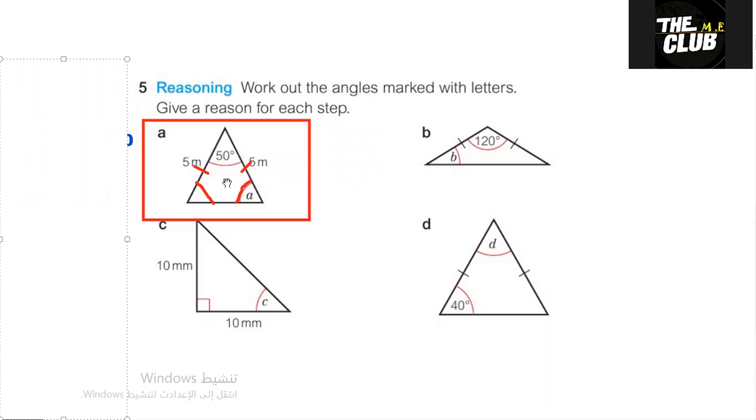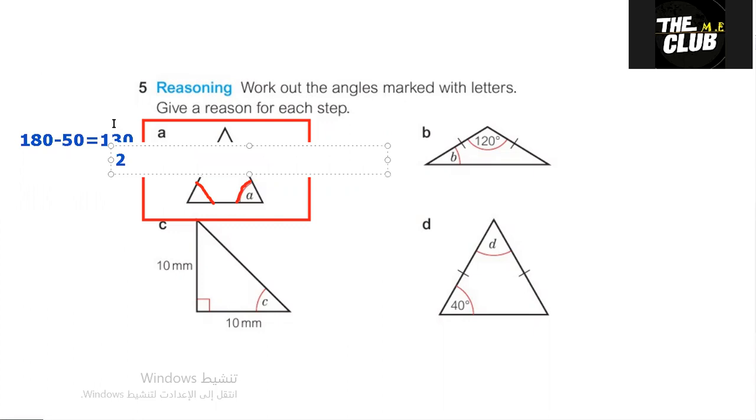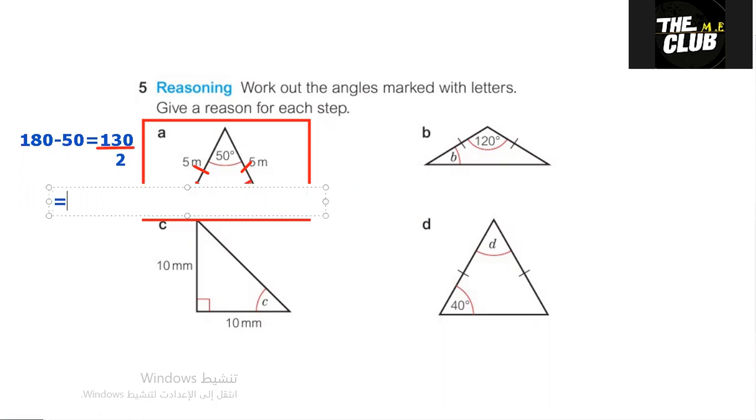Now let me divide by 2 here. Divide this by 2. So 130 divided by 2 equals what? Equals, I can use a calculator. So 130 divided by 2 equals 65. Good. So A here is 65. And this is how you find base angles of isosceles triangles. Now let's move on to the next shape that has the same idea.